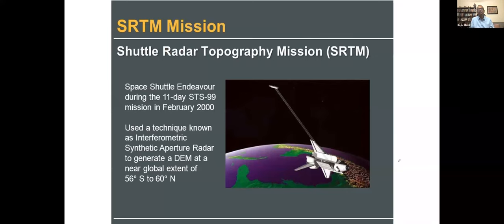The SRTM mission was launched to collect topographic data. The entire Earth's topography has been mapped using this data. This mission is now discontinued, but the data is available for the period of 2000, and you can analyze the topographic data of Earth at resolutions of about 90 meters or 30 meters, depending upon the two sets of data. These are really nice data sets.